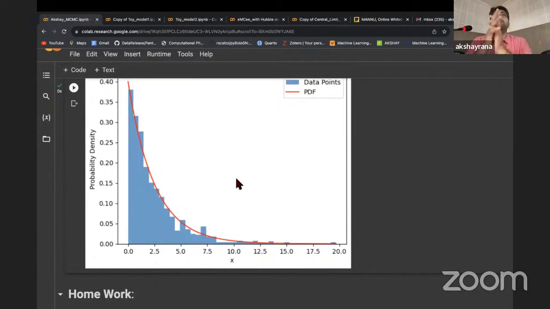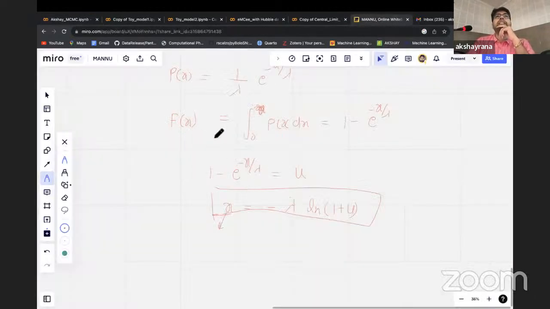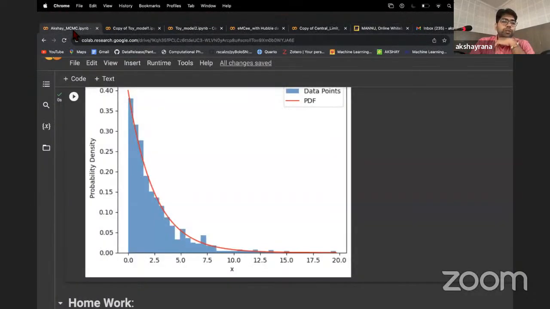Given a distribution, one condition is important: the cumulative distribution function that you are calculating should be invertible, meaning an explicitly written function so you can write x in the form of u. If it is not doable, then this algorithm will face some challenges, and you have to look for some other way of doing the same thing.